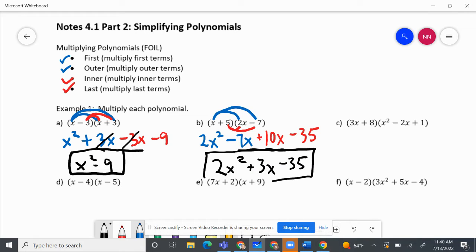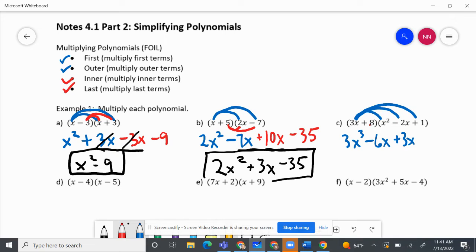Now, looking at letter C, this is a little bit more difficult because we're multiplying a binomial, 2 terms, with a trinomial, 3 terms. So we're going to take the 3x times the x squared, and that gives us 3x cubed. 3x times the negative 2x, which is negative 6x squared. And then the 3x times the 1, which is 3x.